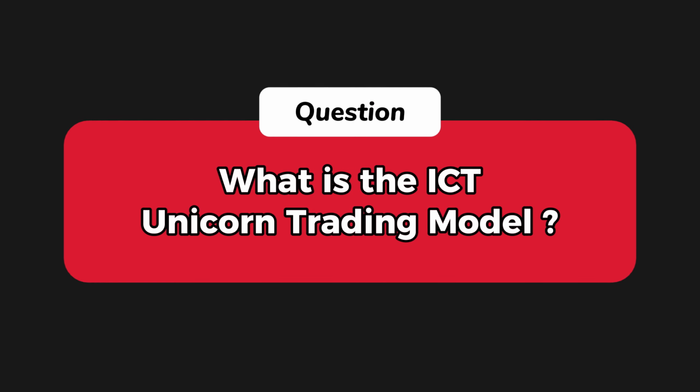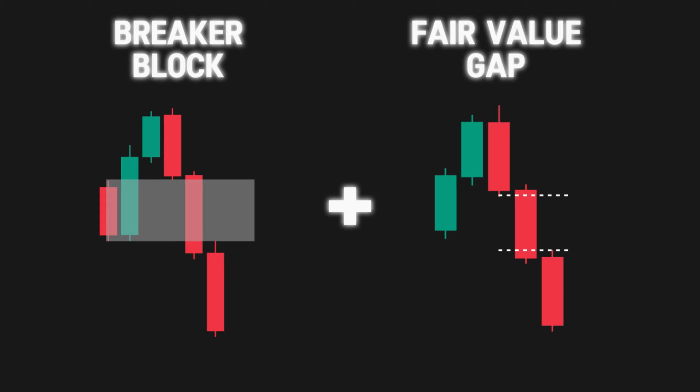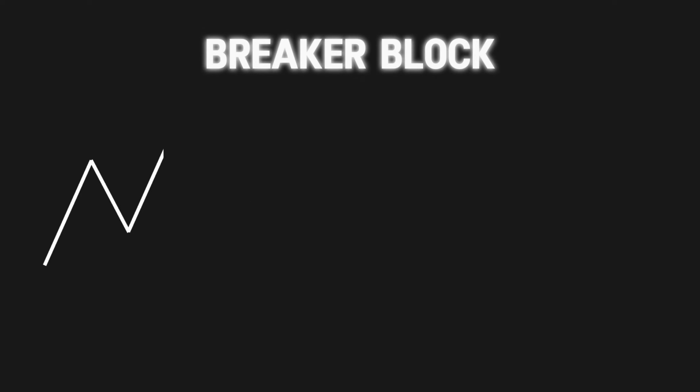So, what is the Unicorn Model? It's a trading setup that combines a breaker block with an overlapping fair value gap. Before diving into the details, let's briefly explain these two concepts. Let's further understand these breakers.